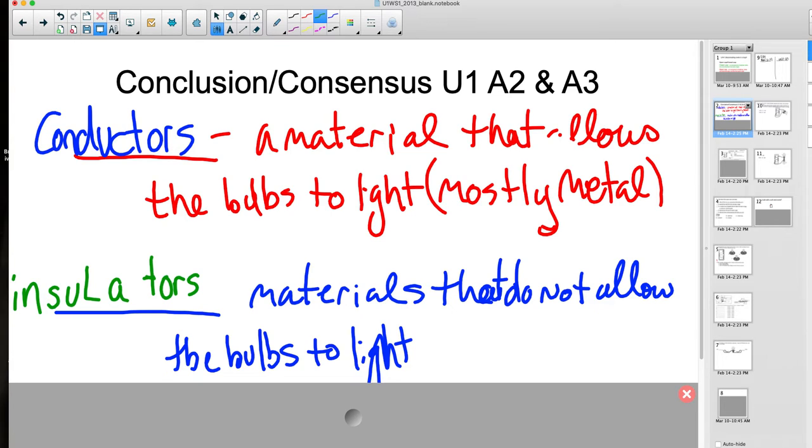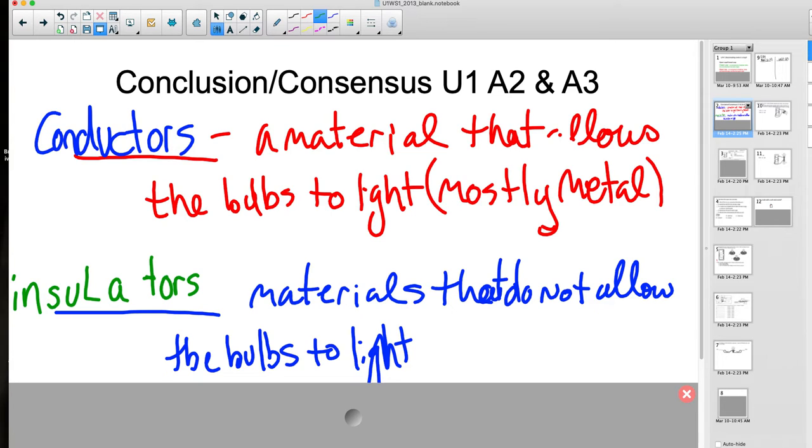So what were some conductors? Paper clips, pennies, aluminum foil. Some conductors that were not metals that allowed the bulbs to light included silicon and salt water. Also pencil lead, which has no lead in it, it's just graphite, ground up carbon, allowed the bulbs to light. So those are all conductors versus insulators, which were typically paper and glass materials, plastics, shoelaces, plant materials frequently are insulators, and that did not allow the bulbs to light.